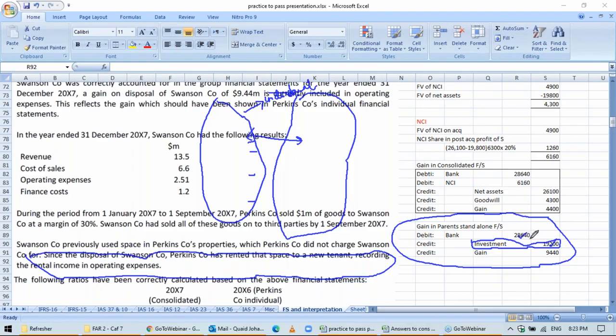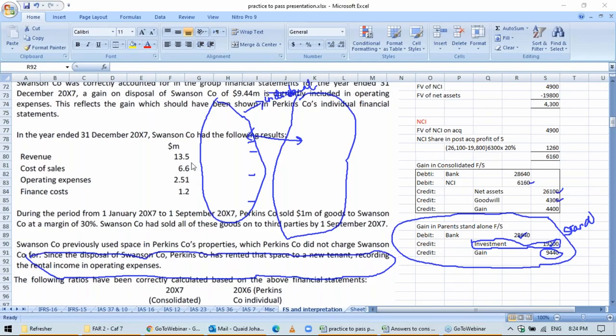So he debits the bank. So what's the difference between these two? The difference is the gain, which appears in the individual financial statements. Now in individual financial statements, he won't be consolidating these things, net assets, goodwill, and NCI, because these are standalone financial statements. In standalone financial statements, he will only be having the investment in shares using IFRS 9, right? So did you get it? Okay, I hope you have got this point.